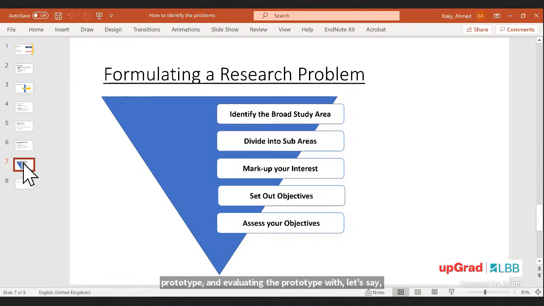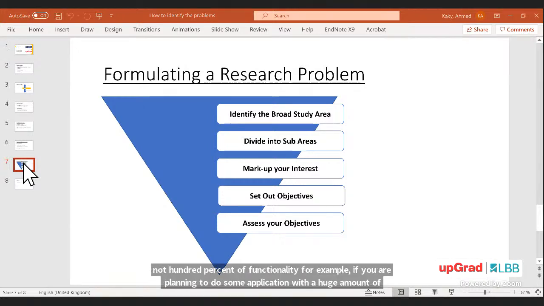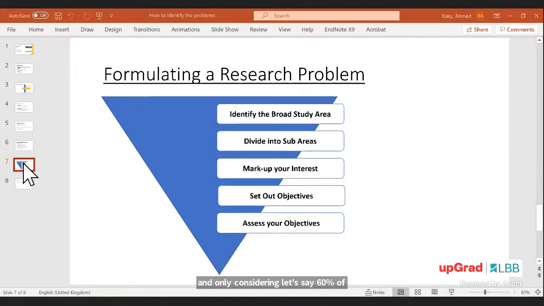For example, if you are planning to do an application with a huge amount of functionality, and you need 8 months, then why not start your application by considering only, let's say, 60% of your planned functionality? Then you do a prototype of that, assess it, and submit your thesis. After that, you could complete working on it. By the way, you could also write in the future work that you will be working on the same application to take it to the next stage.